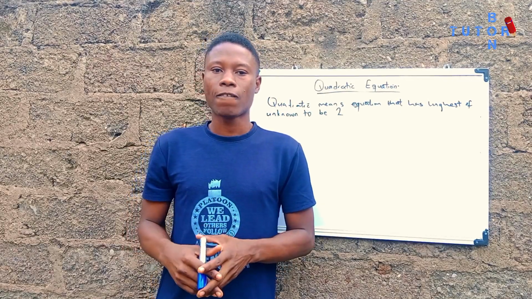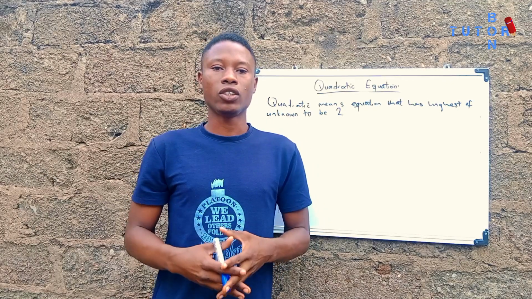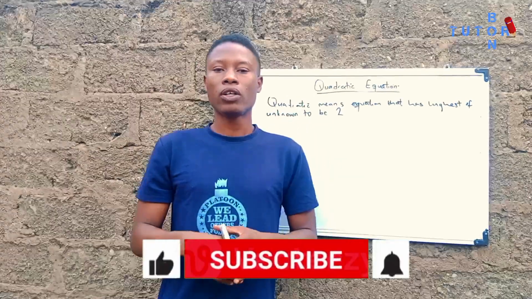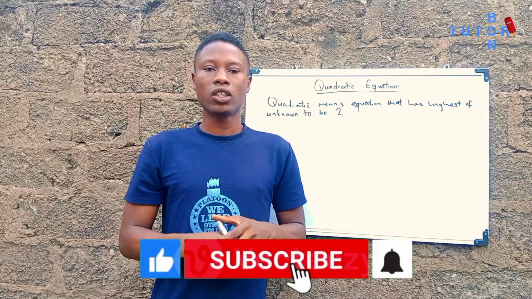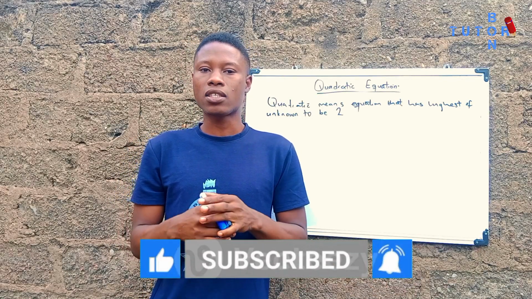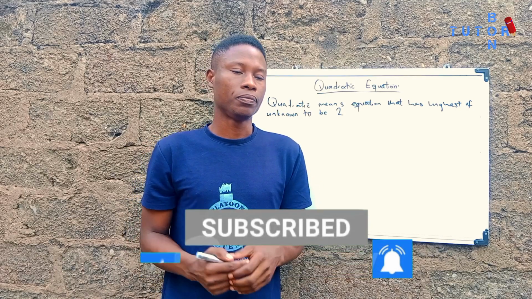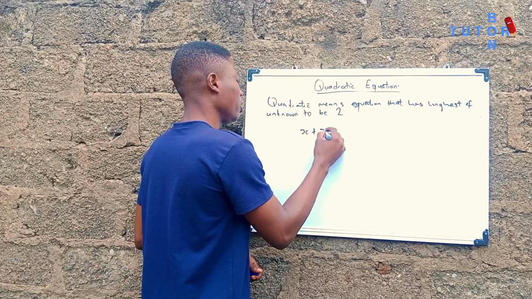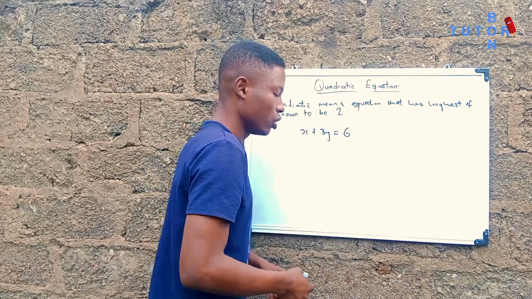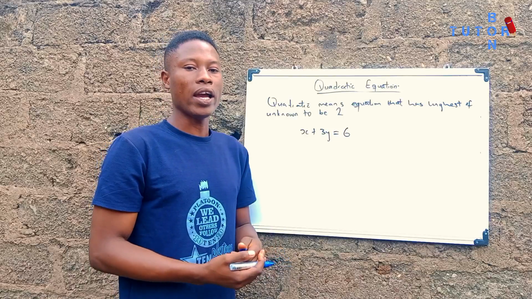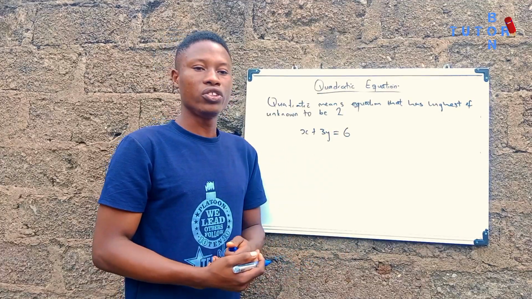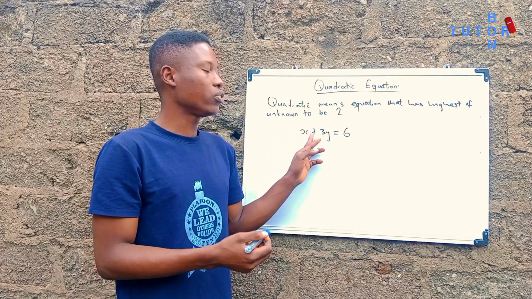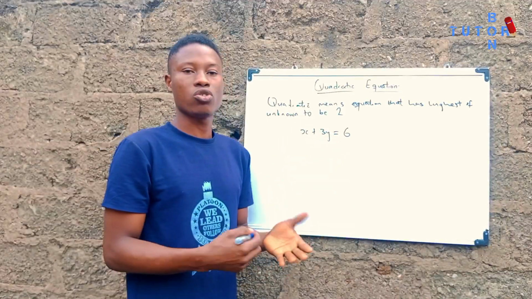What do I mean by that? Let's first talk about what a linear equation is before we move to what a quadratic equation really is. A linear equation is an equation that has the highest power of the unknown to be 1. An example is x plus 3y equals 6. We have two unknowns there, and the highest power of these unknowns is 1. That is, x is raised to power 1 and y is also raised to power 1.